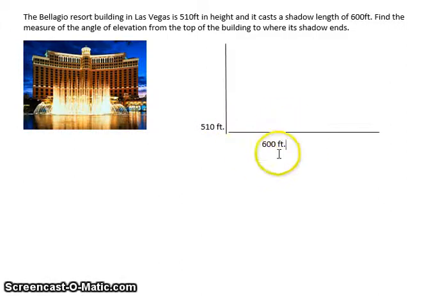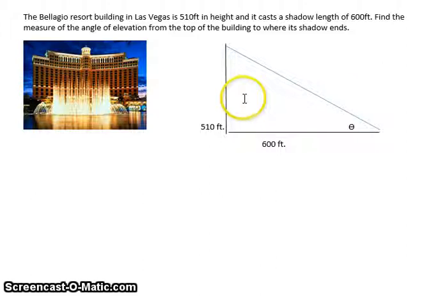And then right here, that is the Bellagio Resort building in Las Vegas, Nevada. And then right here is where you would draw the height of the building because it states that it's 510 feet. And then right here you would draw the 600 feet across because that is where the shadow casts. And so there you have your height and where the shadow length is at.